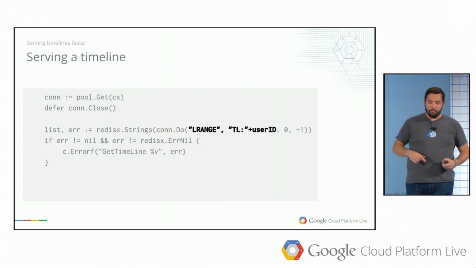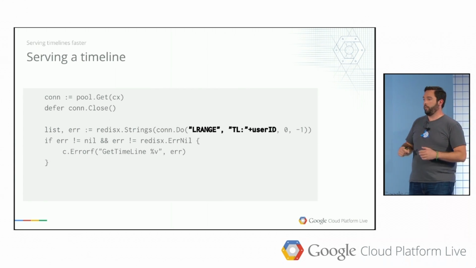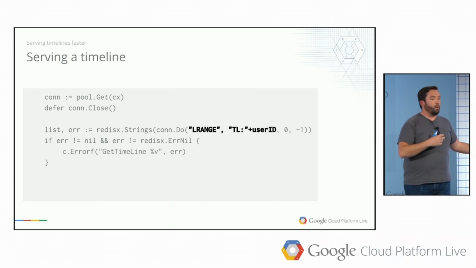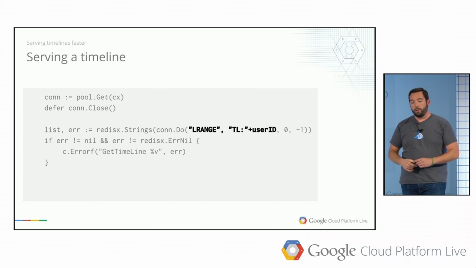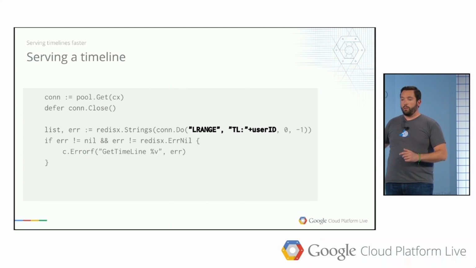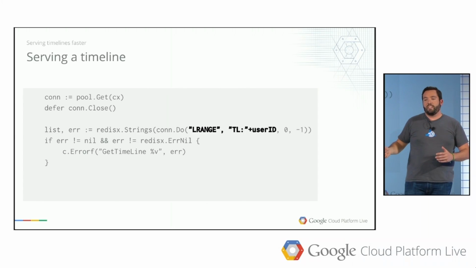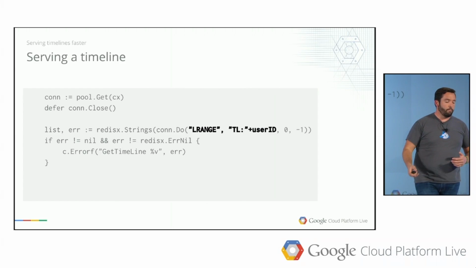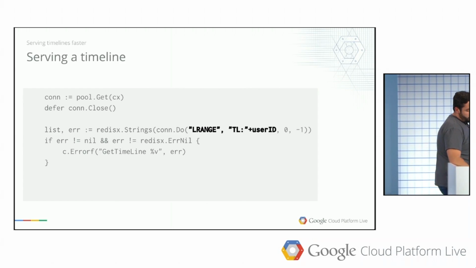Now, on the other side, serving a timeline is simply going through that list. And to do that, you can do lrange. It's an operation that will just return the whole list of elements that you should show. In here, we're going from the beginning to the end, so from 0 to -1. But you could very easily change that and do from 0 to 100 or 0 to 10 and do pagination with that. Let's see if this works.